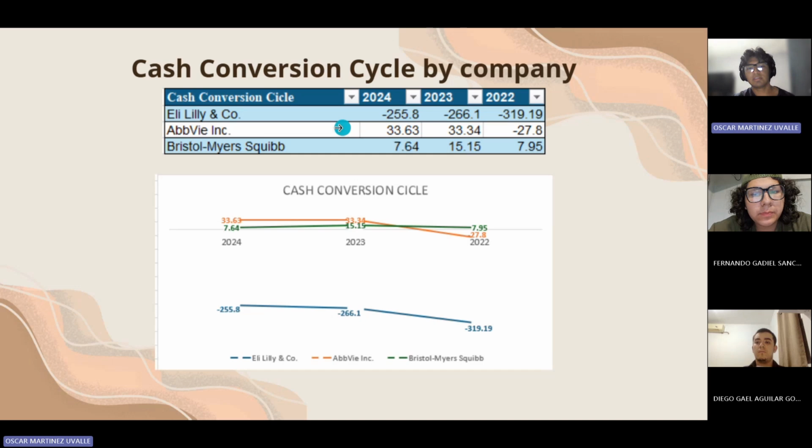And in the other ones, ABE, we can see that the numbers are almost the same, except for 2022 where it was negative. And in Bristol-Myers, we can see almost the same. It was constant. And in the chart, we can prove it where the numbers are really close to each other, which means there was a really stable year.